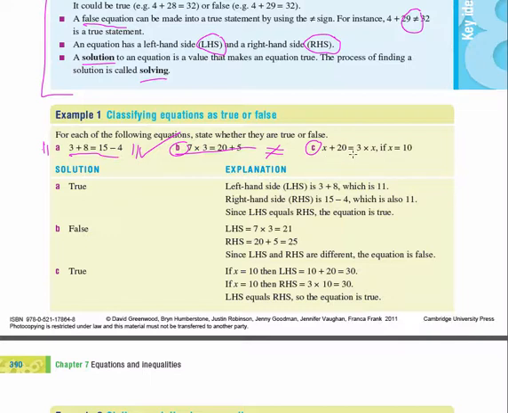Now, x plus 20 equals 3 times x if x equals 10. Okay, well let's just draw in a 10 there. So imagine we've got 10 plus 20, well that would equal 30, equals 3 times 10, which would also be 30. Therefore we have a true equation.